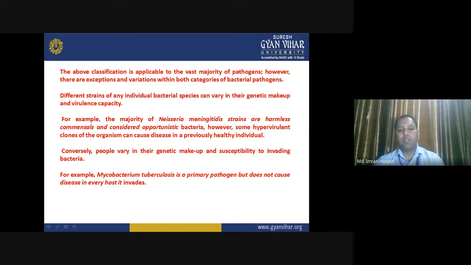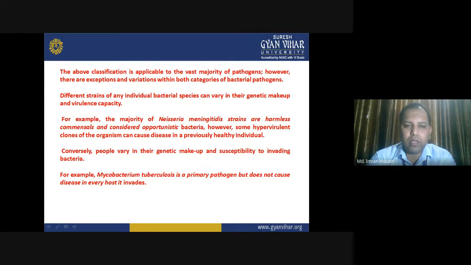Conversely, people vary in their genetic makeup and susceptibility to invading bacteria. Some people are much more prone to catching some sort of bacterial infection, while others are not. So, the state of the immune system varies greatly among individuals. Some individuals have a very good immune system. Some individuals do not have that strong an immune system. Okay, so it varies from person to person.